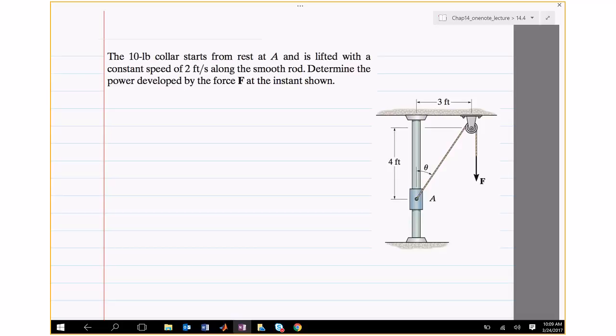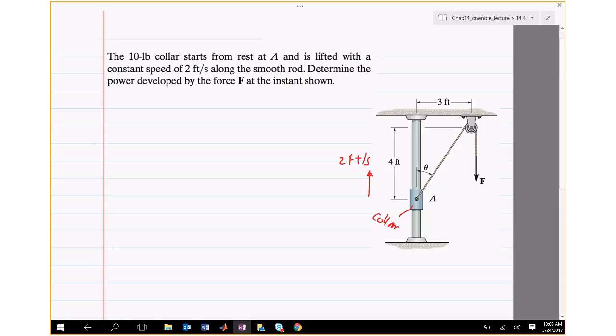So here is a question which involves power and efficiency. Let's read it. A 10-pound collar starts from rest. This is the collar, and it is lifted with a constant speed of 2 feet per second, going up along the smooth rod. That means there's no friction. Determine the power developed by the force at the instant shown.